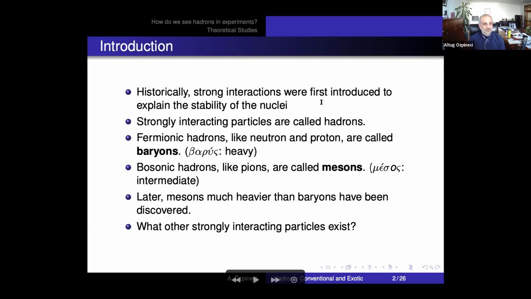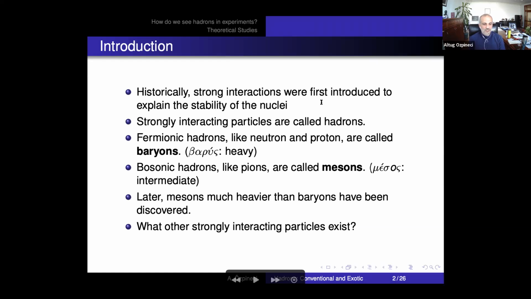First of all, we will be talking about the strong interactions. The strong interactions were first introduced to explain the stability of the nuclei, when it was discovered that atoms contained a very small nucleus formed by positive charges. There should be something to keep them together, and that is what they call the strong interactions. In experiments, we started observing new strongly interacting particles. In general, we call them hadrons.